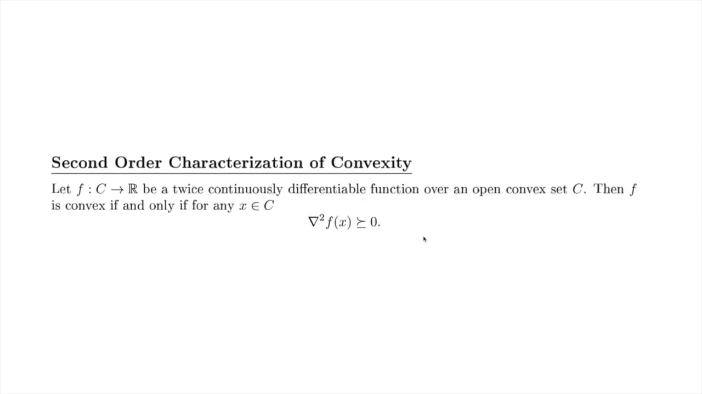If f is a convex function, then its second derivative, the Hessian matrix, has to be positive semi-definite at every point in the domain of the function.